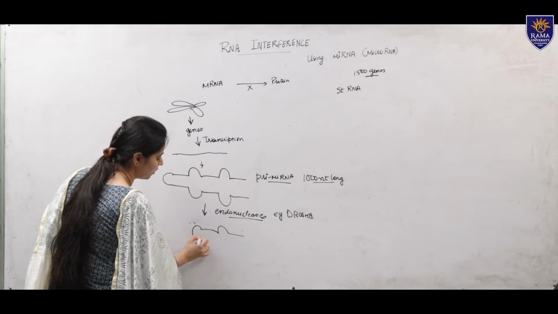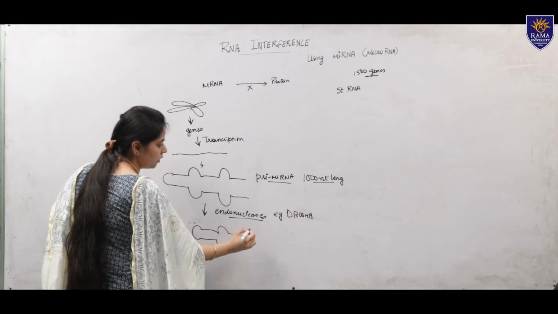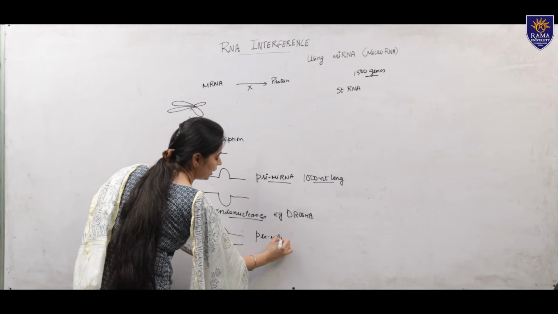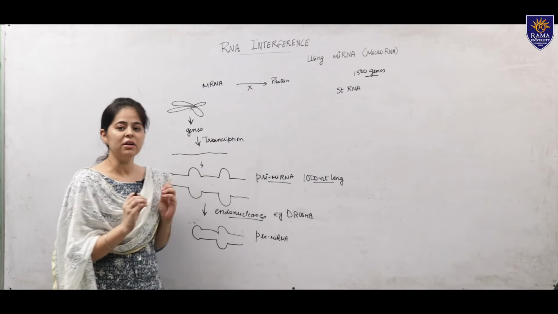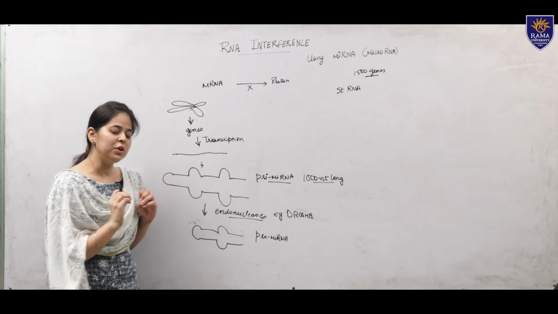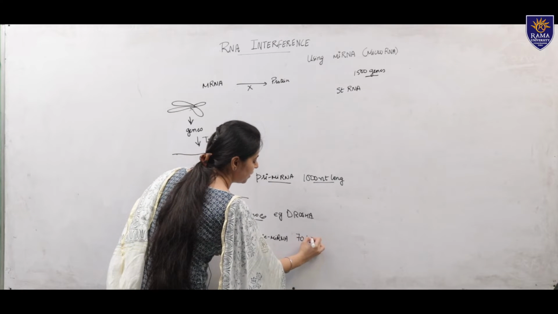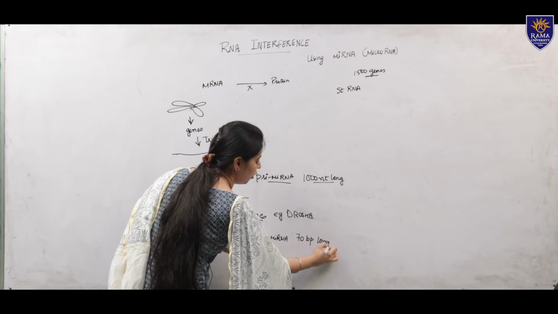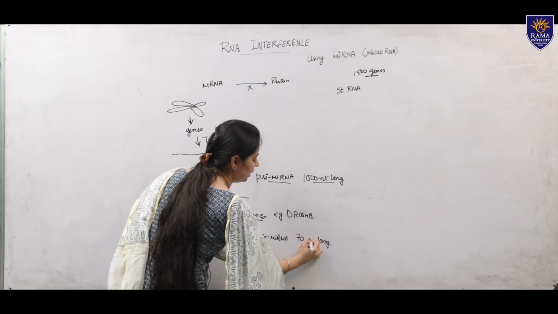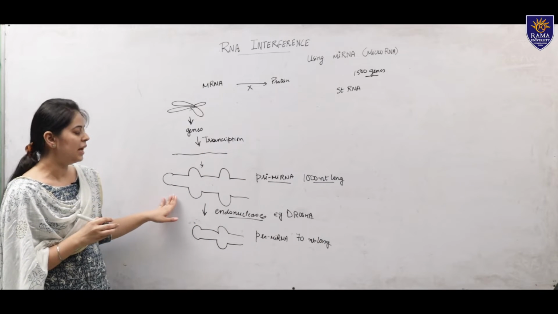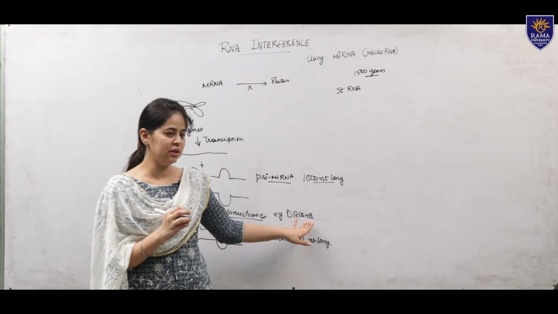which is known as pre-miRNA, also known as precursor miRNA. This precursor miRNA is just 70 base pairs long or 70 nucleotides long. So, this happens with the help of the endonuclease DROSHA.